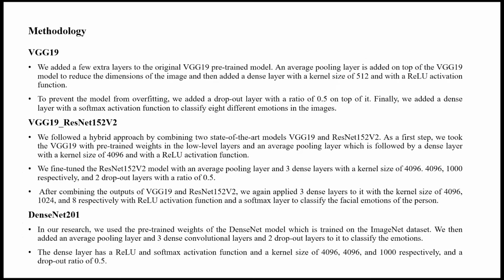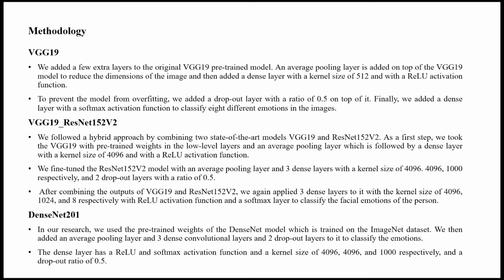Moving to the next one. Another CNN model which we have used is VGG19. Same way here also, we have used the pre-trained VGG model. We again took the output of the pre-trained model, and on top of that, we added an average pooling layer. Basically, we added a pooling layer to reduce the dimensions of the image. And then we added a dense layer with 512 units with the ReLU activation function. Also, we added a dropout layer with a ratio of 0.5. We mainly add the dropout layer in order to prevent the model from overfitting. And at the end, we added a softmax activation function to classify the emotions.